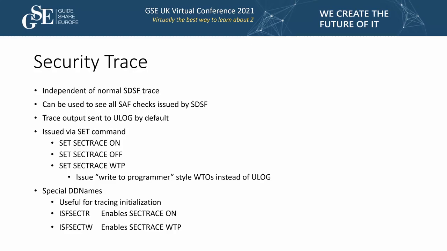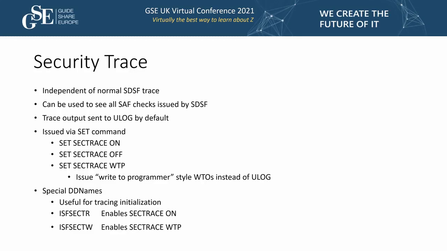Security trace. Okay, so there is an internal SDSF security trace, which is independent of the other problem diagnostic trace that we supply. And this can be used to see all the SAF checks that are issued by SDSF. And the trace output is sent to your user session log by default. And you can activate it by a SET command, SET TRACE ON, SET TRACE OFF to turn it off. Or if you want, you can have SET TRACE WTP, which issues WTOs instead of sending it to the ULOG.